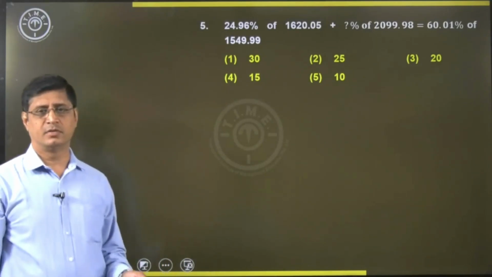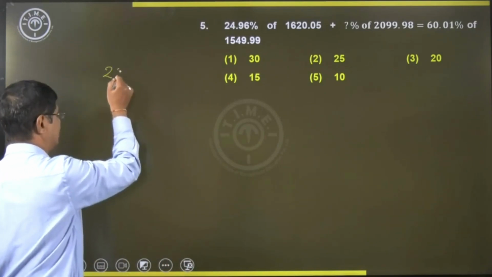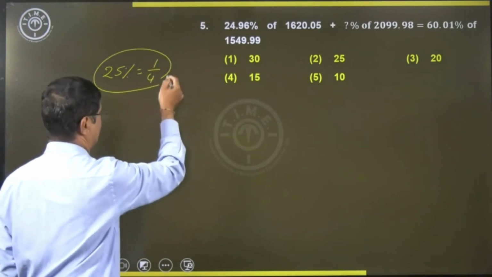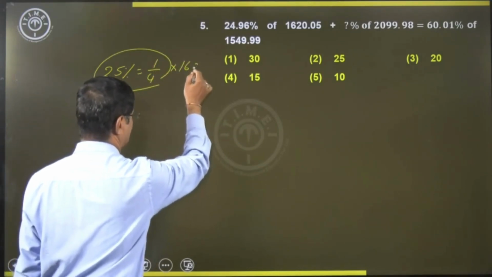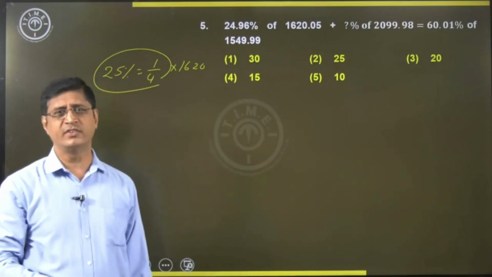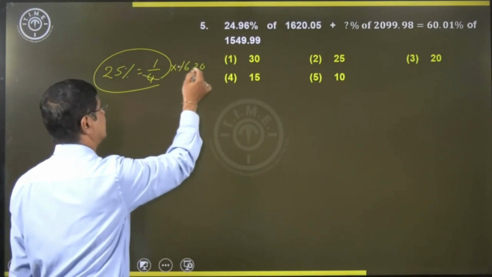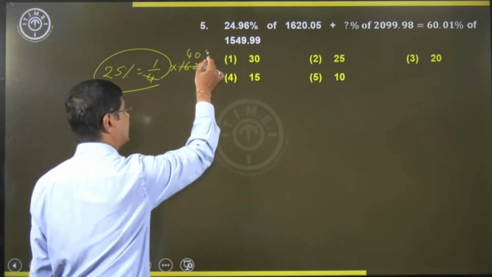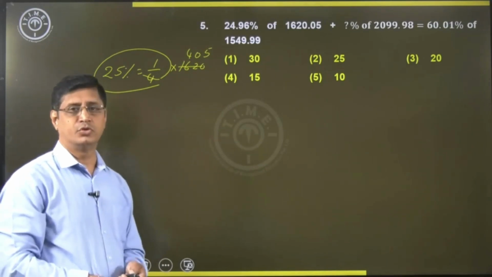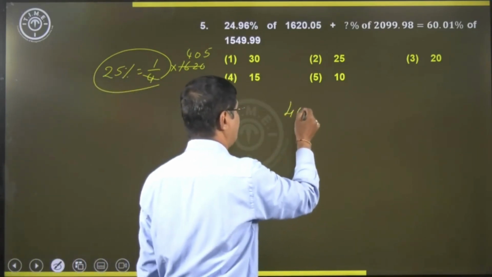24.96%, which is approximately 25%. 25% means 1/4 value. So 1/4 of 1620. After the decimal point, 0.5 is there, just ignore, negligible value. So how many times does it go here? It goes exactly 405 times. 4 4s are 16, 0 and 5 times, 405. The first part is equal to 405.